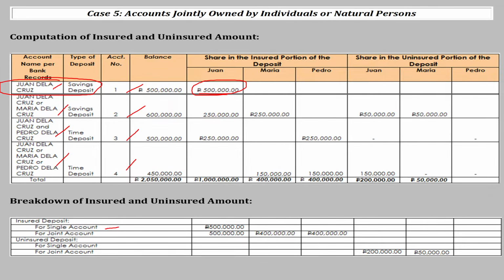let's have yung account number 2 for savings deposit jointly owned by Juan and Maria de la Cruz. The share of Juan and Maria in the maximum deposit insurance coverage is 250,000 pesos each. Okay? Kasi 500 lang yung may insure dito. So yung remaining na 100,000 will be the uninsured portion of the deposit. So divided equally among the depositors. Okay? So Juan de la Cruz and Pedro de la Cruz.